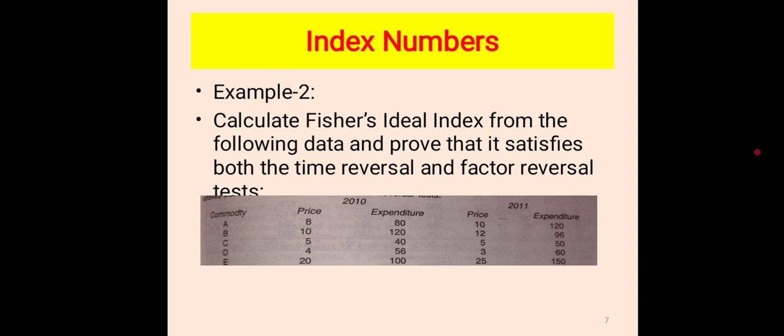So the 2010 quantity: A is 80 by 8 is equal to 10, 120 by 10 is equal to 12, 40 by 5 is equal to 8, 56 by 4 is equal to 14, 100 by 20 is equal to 5. For 2011, the expenditure is given, so we calculate quantity, which is expenditure by price: 120 by 10 is equal to 12, 96 by 12 is equal to 8, 50 by 5 is equal to 10, 60 by 3 is equal to 20, 150 by 25 is equal to 6.